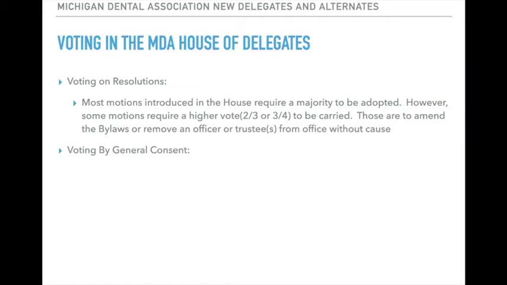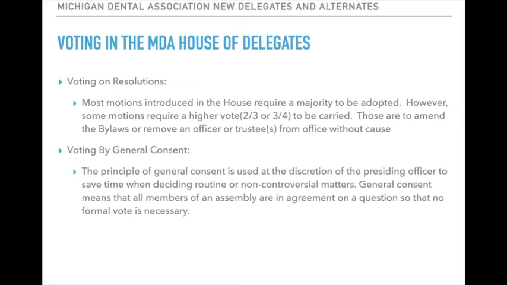Now, voting by general consent. This is more so when we're in person, for how I look at it. But we'll talk a little bit about what general consent is. For our presiding officer, whether myself for our House of Delegates or, for the Board of Trustees, the president as presiding officer, it is used to save time when deciding routine or non-controversial matters. It means that all members in assembly are in agreement on a question so that no formal vote is taken.